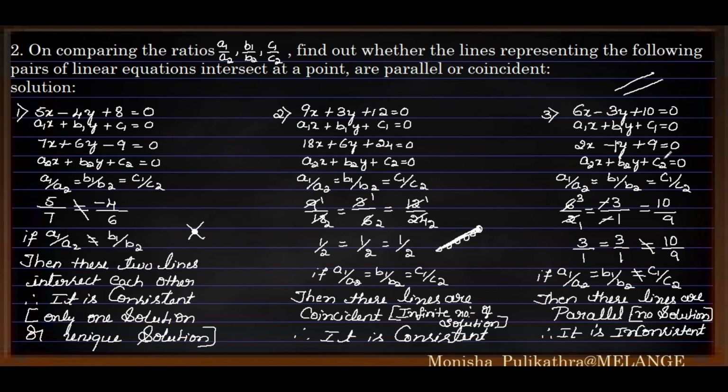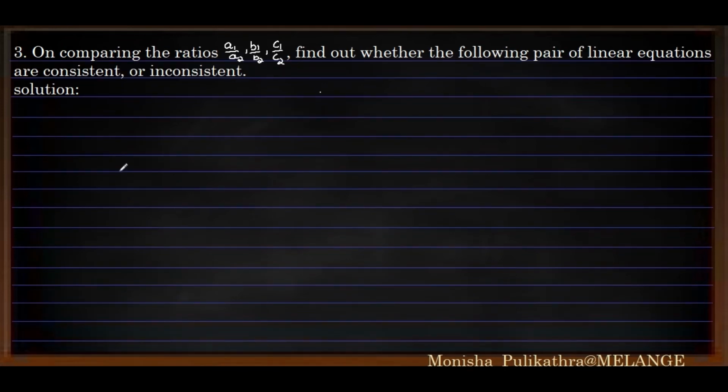Hope you understood this. So in the third main, and this will be the last main, on comparing the ratios, here also we need to compare the ratios of A1 by A2, B1 by B2 and C1 by C2, and we need to find out whether the linear equations are consistent or inconsistent. Consistent means it has to be intersecting or coincident. Inconsistent means it has to be parallel. Okay, so the first question is 3x plus 2y is equal to 5. So first take this 5 to the left hand side.